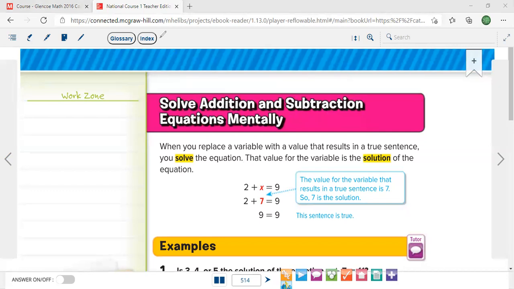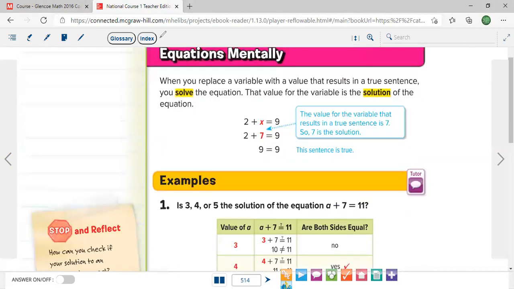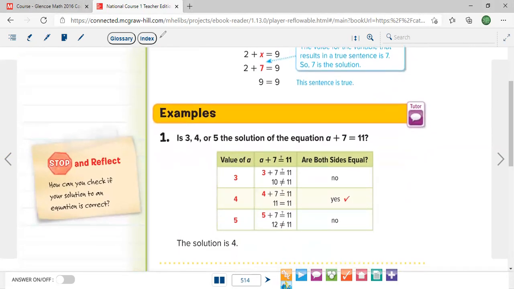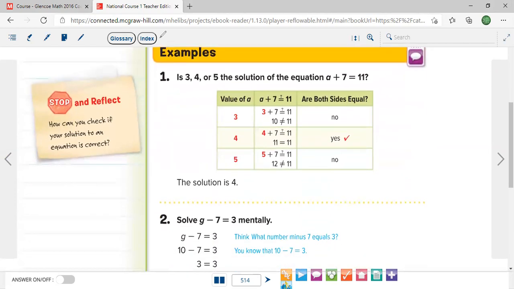The lesson is very easy for everyone. You just think of the value of the variable and that's it.